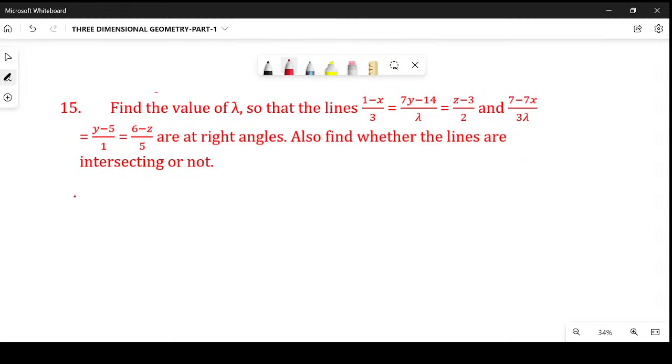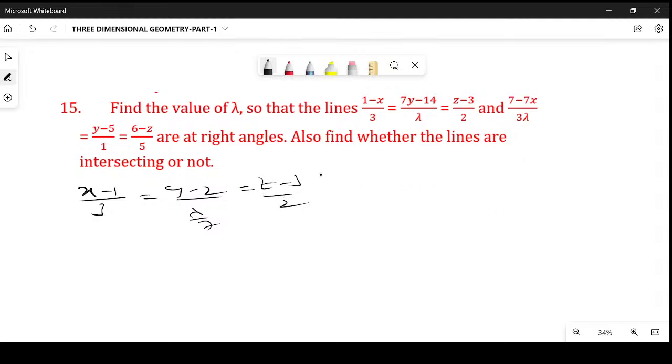Write the standard form. If you write the standard form, what is the first equation? It becomes the standard form. Just verify the first equation. In x, you take 1 minus x by 3, so take minus common. I can write x minus 1 by 3 equal to, I can take 7 common, so you can write y minus 2 by lambda by 7, and z minus 3 by 2. This is the first equation, right? We can write like this.